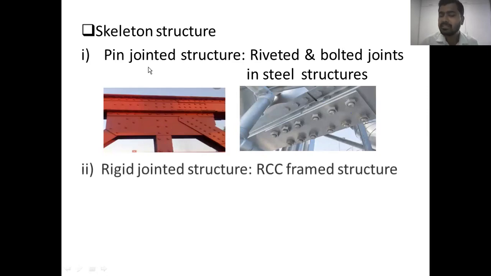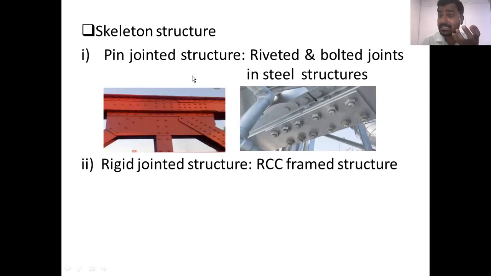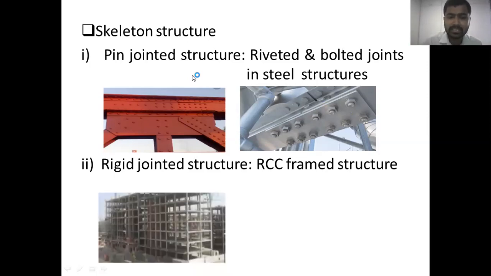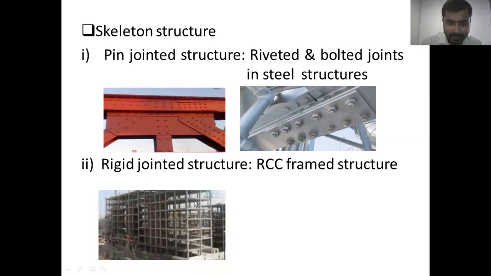Now let us come to our next one, which is nothing but rigid. Rigid is nothing but something which is firmly fixed. So if you take any RCC framed structure, which is very fixed, yes or no? Yes. Then these structures are known as rigid jointed structures. The example here I have given you. So here you can see this is what we call a rigid jointed structure.